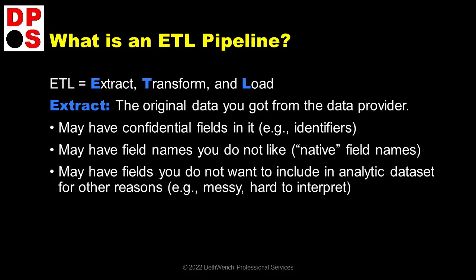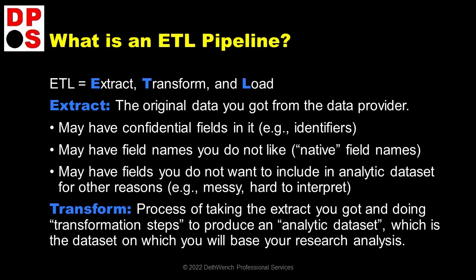Another problem you could have with your extract is that there are fields in it that have issues for various reasons, like they have messy or inconsistent coding, or they are easily misinterpreted. They might be fields that you can clean up, so to speak, and then you can share the clean version with others. But you don't want to give them the raw variable because it's a mess and it's easy to mishandle in an analysis. Okay, let's move on from E extract to T, which stands for transform.